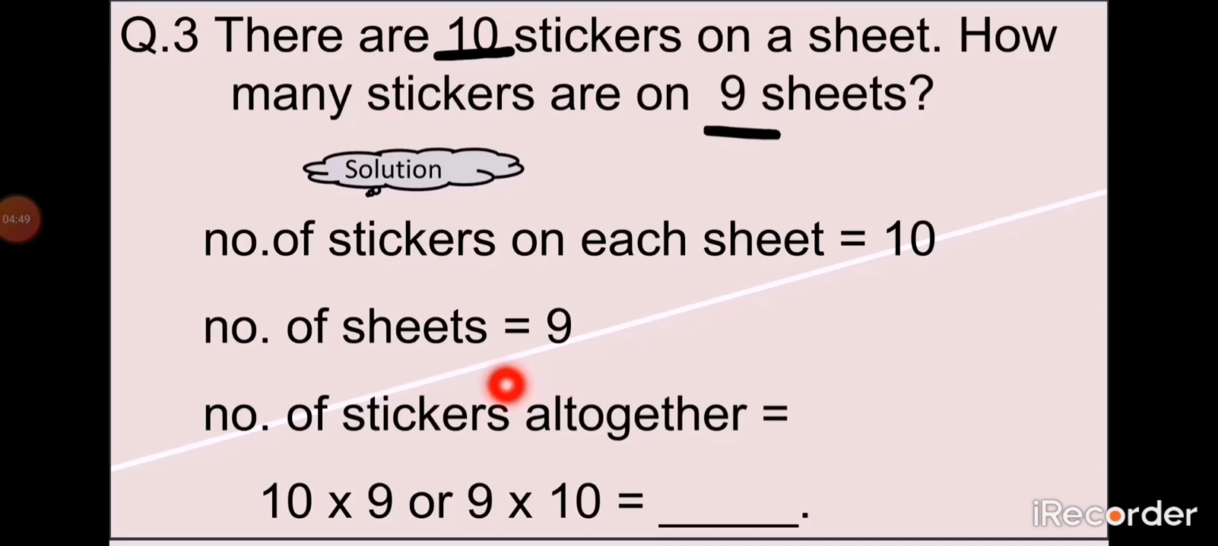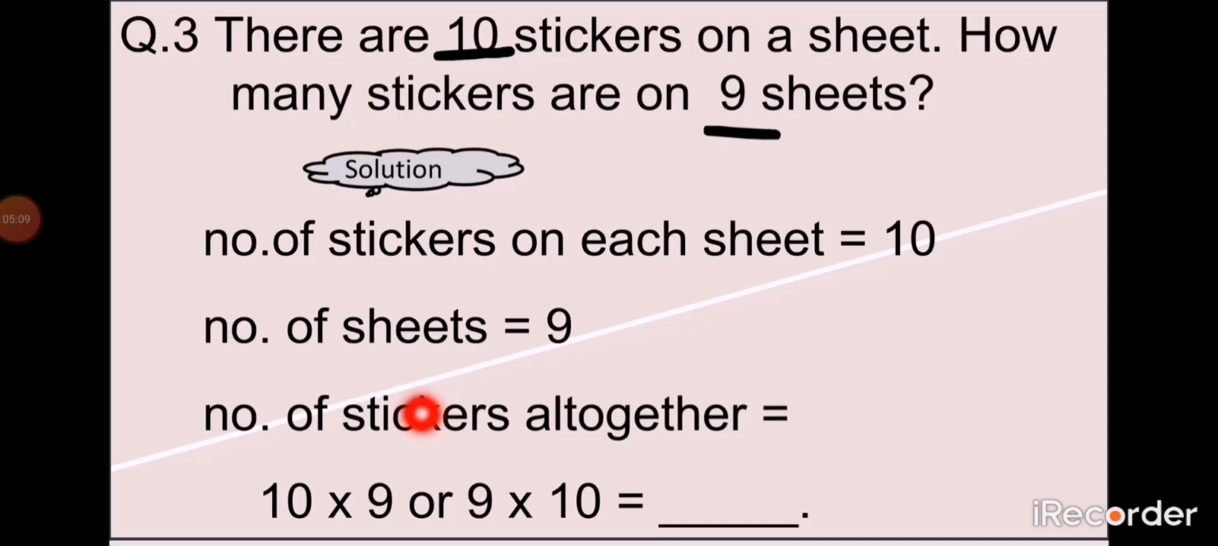All these statements are right. You can choose any one and write it here. After writing your third statement, you will write your multiplication sentence down. 10 multiplied by 9 or 9 multiplied by 10 is equal to dash. You can write 9 first, you can write 10 first. It's correct.